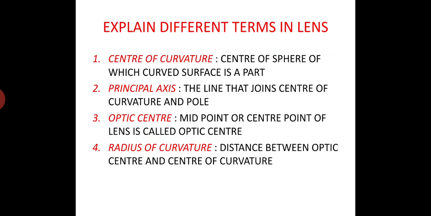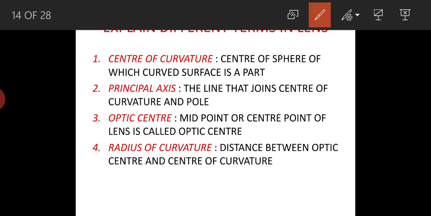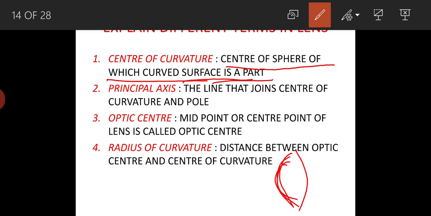Let us see one more question, that is, explain different terms in lens. First one is center of curvature. Center of curvature is nothing but the center of the sphere of which the curved surface is a part. For example, if this is a lens and this is one of the curved surfaces of the lens, now if you complete this curved surface, it will form a sphere. The center of the sphere is nothing but the center of curvature.